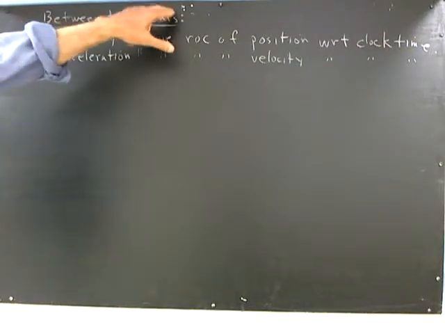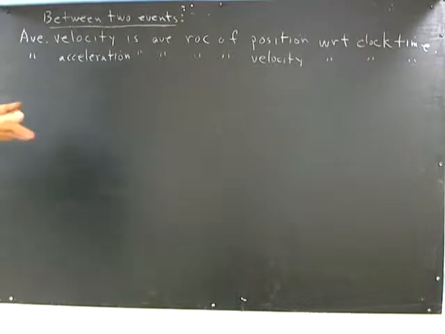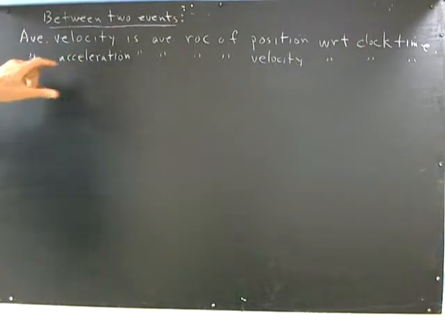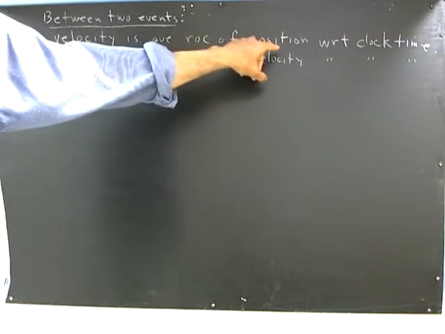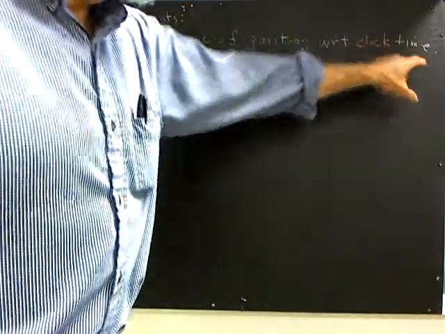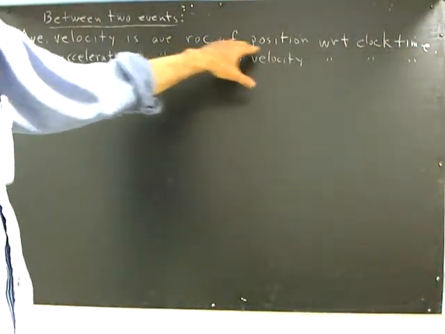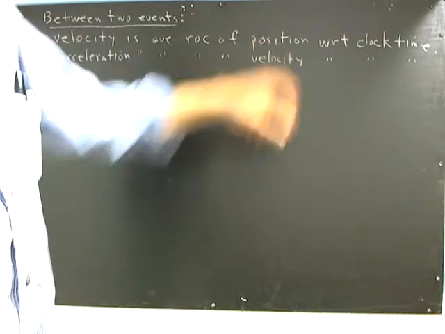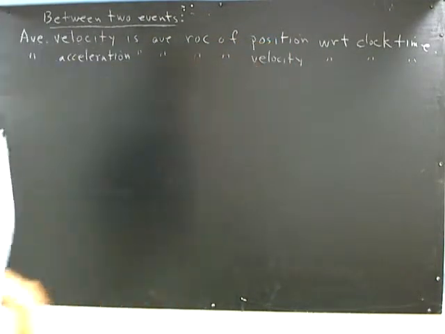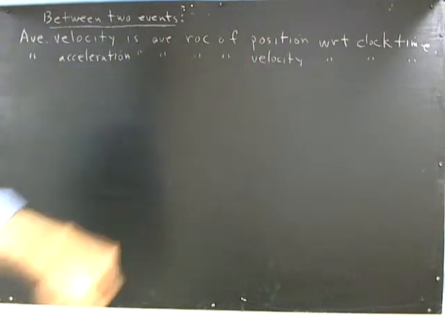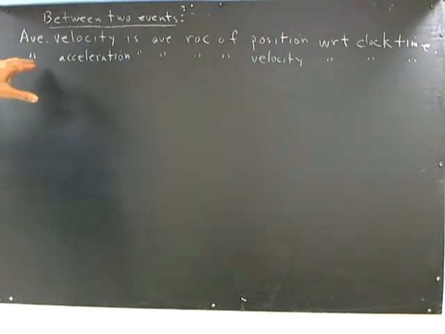Between two events, we're going to define average velocity and average acceleration. The average velocity between two events is the average rate of change of the position with respect to the clock time. Now you might ask, average rate of change of the position of what? Well, it's whatever we're measuring the position of. That might be a little bit circular, but it'll become very clear.